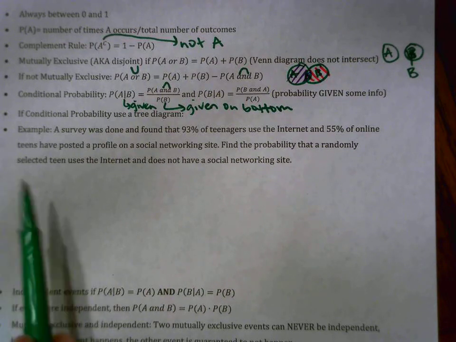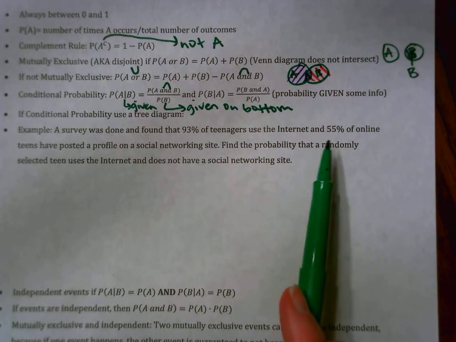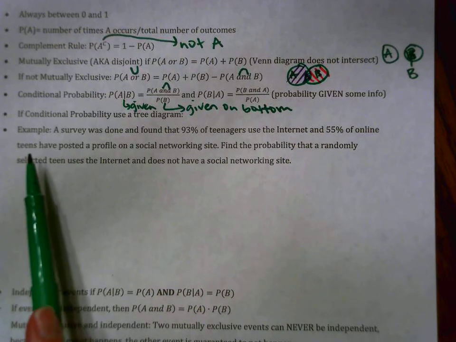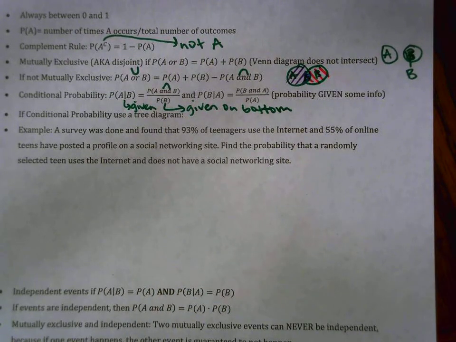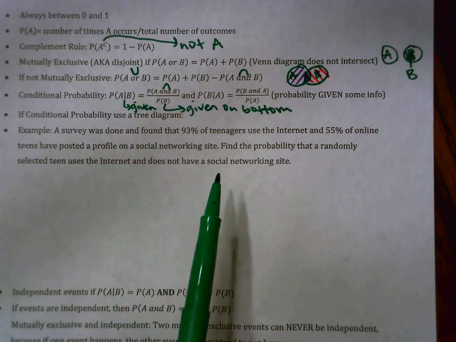So here's an example. A survey was done and found that 93% of teenagers use the internet, 55% of online teens, so out of those that use the internet, have posted a profile on a social networking site. Find the probability that a randomly selected teen uses the internet and does not have a social networking site.